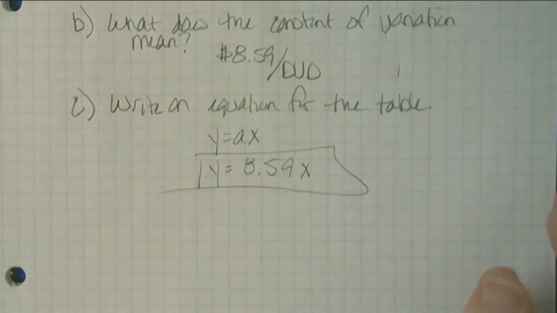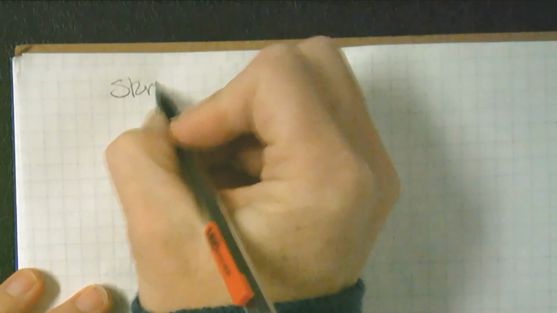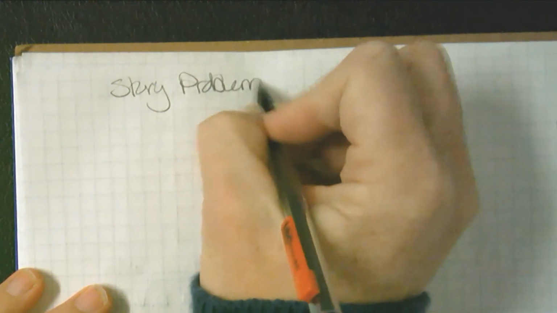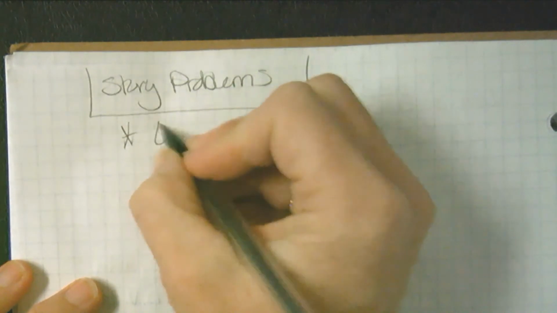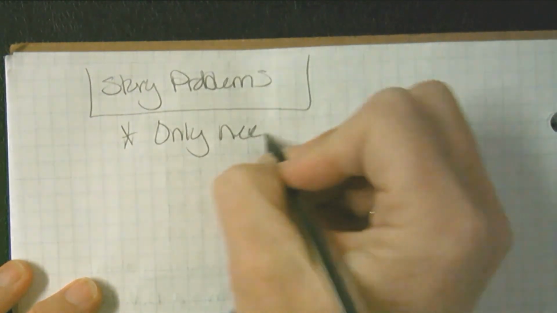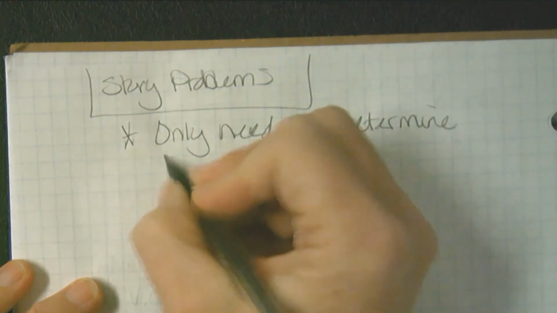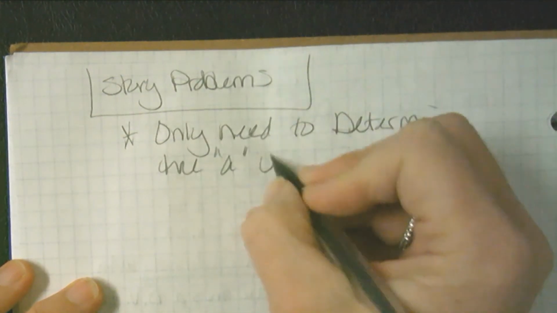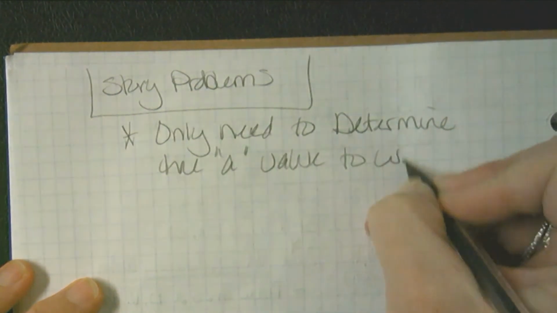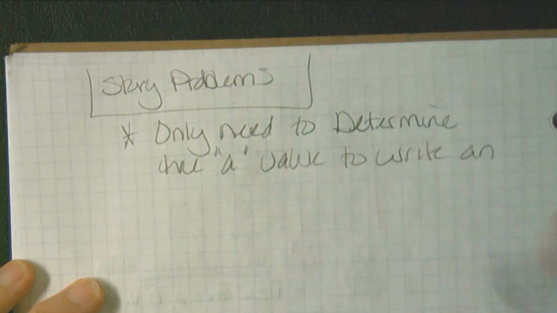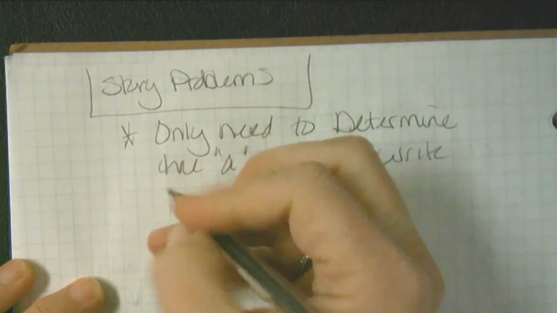Okay, so let's talk about story problems. Again, I'm going to say the same thing. Whether we have a graph, a table, or a story problem, we only need to determine the A value to write a direct variation equation. Keep that in mind.